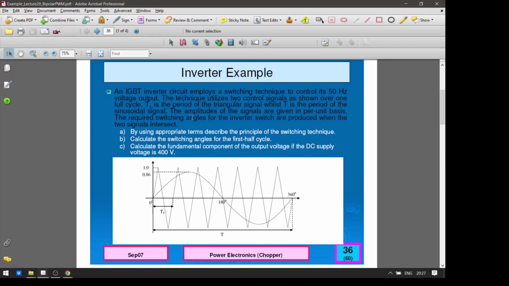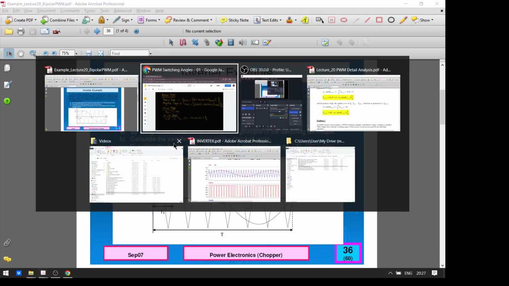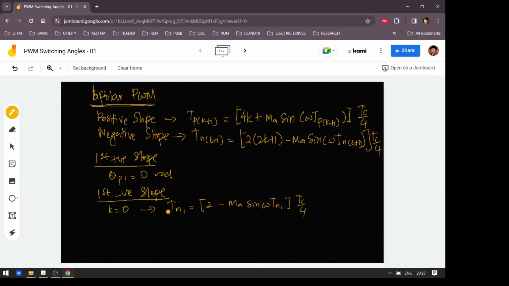And then 50 hertz, that's the information. Now we try to continue with this, and we know that Tc equals 1 over fc, and omega here is 2 pi f, the modulating signal. Okay, and we know the frequency ratio, fc over f, equals 7, and the modulation index ma equals 0.86.